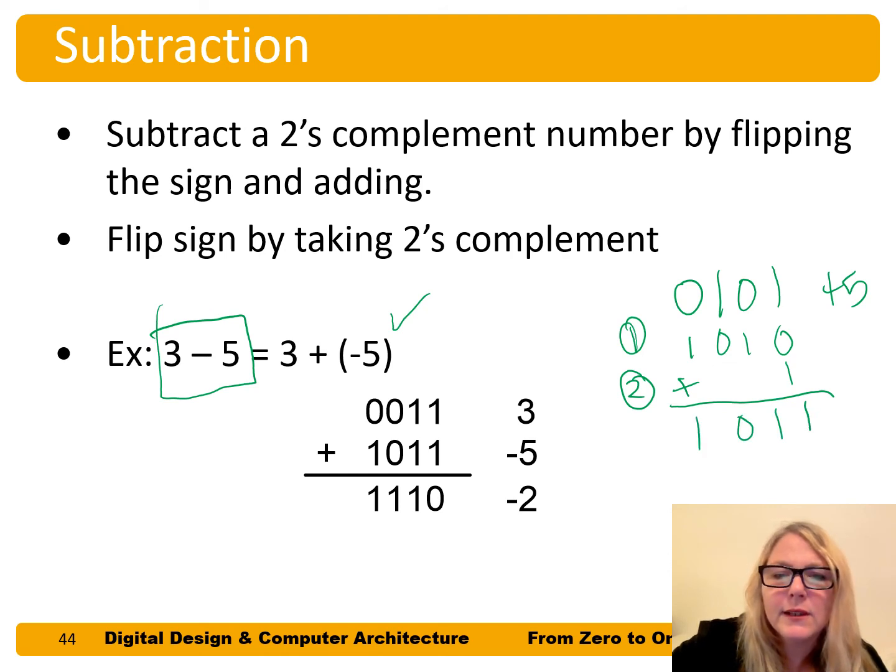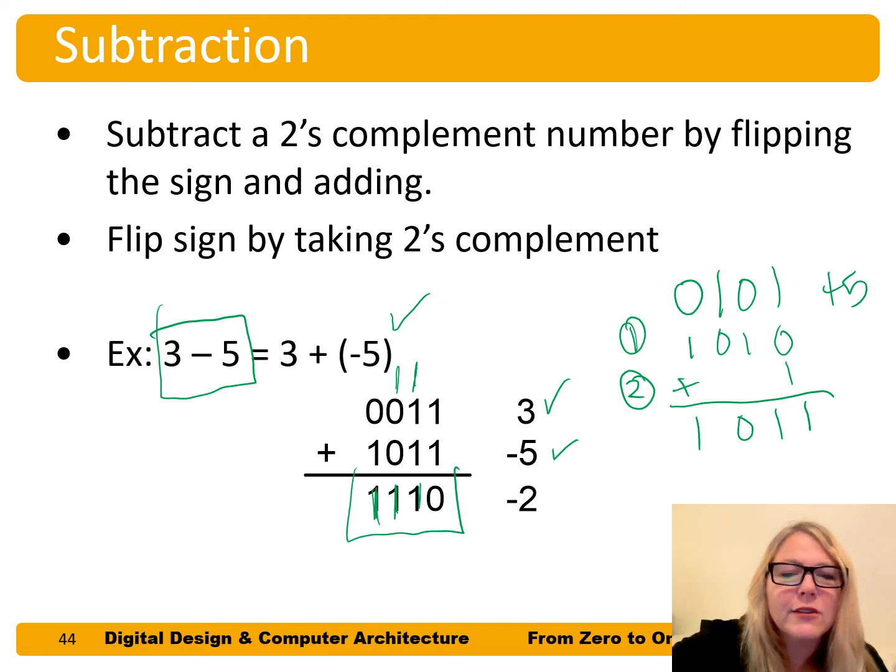And so we get 3 plus a minus 5, and we add them together. 1 plus 1 is 2, which is 0, carry the 1. 1 plus 1 plus 1 is 3, which is 1, carry the 1. We get a 1 here, and 0 plus 1. So we get 3 minus 5 is minus 2, as we expect.